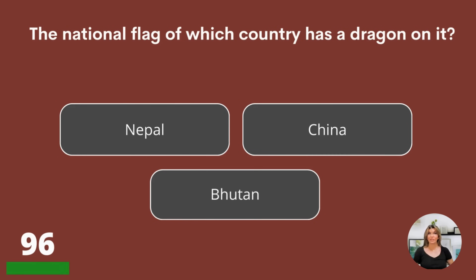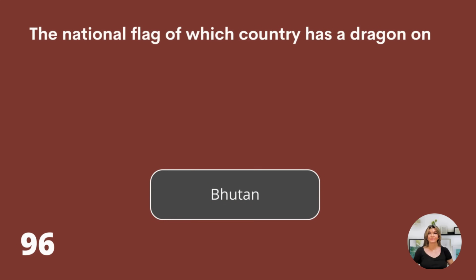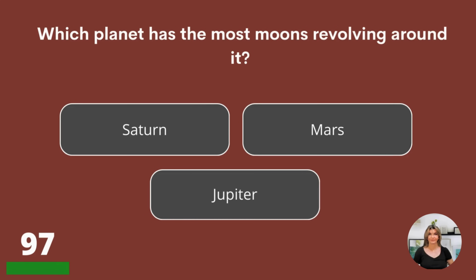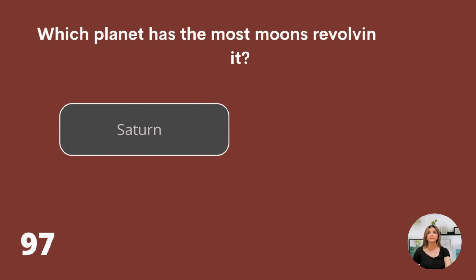The national flag of which country has a dragon on it? Nepal, China, or Bhutan? Bhutan. Which planet has the most moons revolving around it? Saturn, Mars, or Jupiter? Saturn.